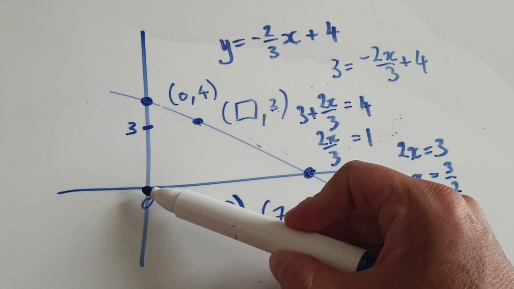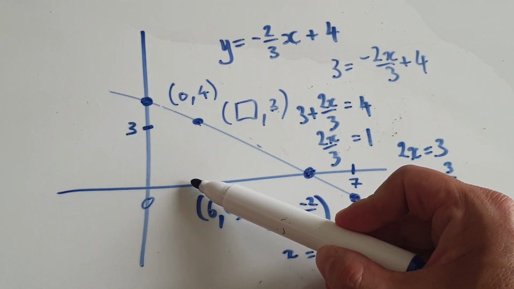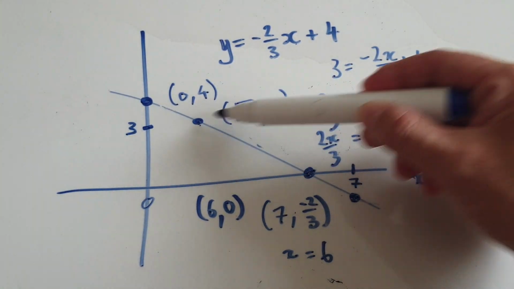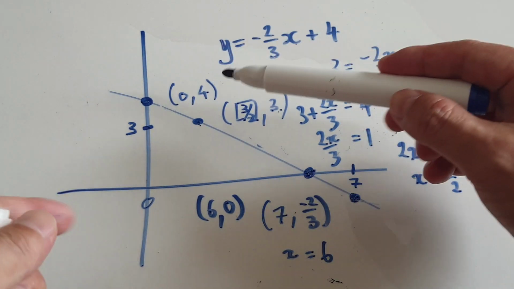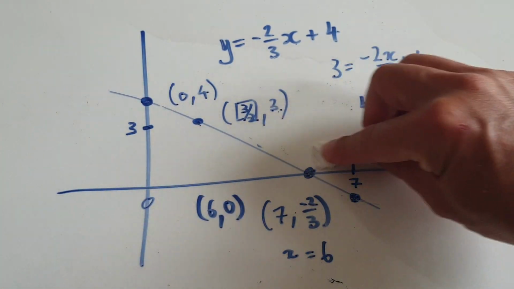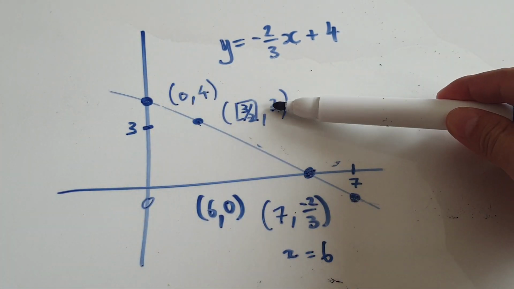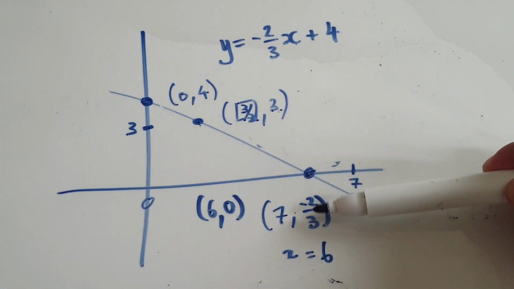So what that means is you move across by 3 over 2, and then you go up by 3. So there, the coordinates would be given. These are the coordinates of those four dots, this, this, this, and this. Okay?